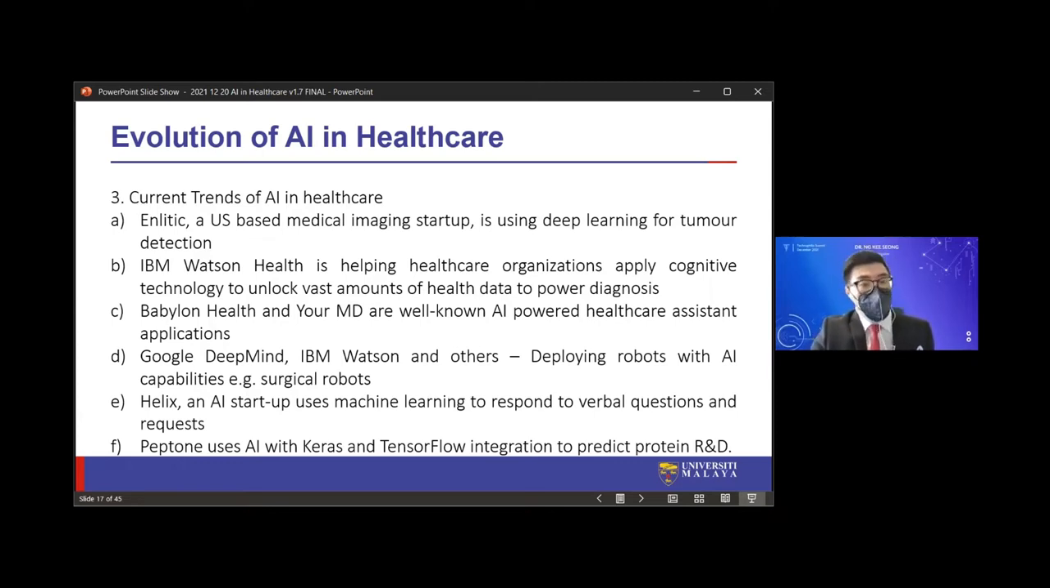It's now relying on the AI that's made available by DeepMind and Watson to power it in the first place. There's also Helix, an AI startup that uses machine learning to respond to verbal questions and requests. And another company called Peptone, which uses AI with CRESS and TensorFlow integration, to be able to predict protein structures in research and development.